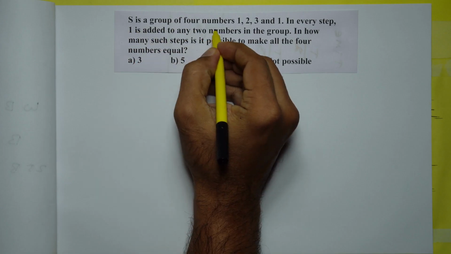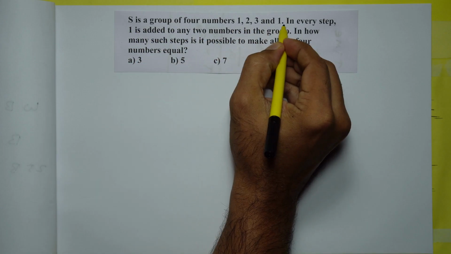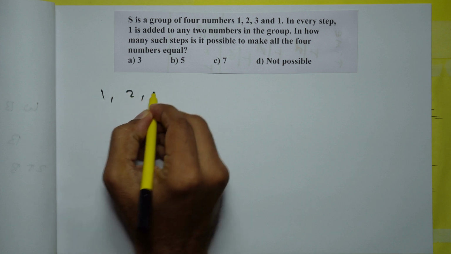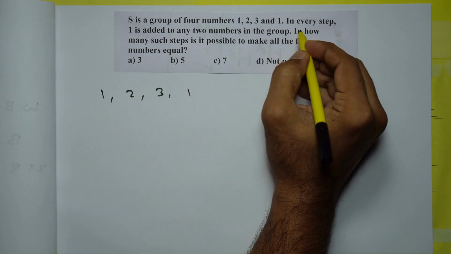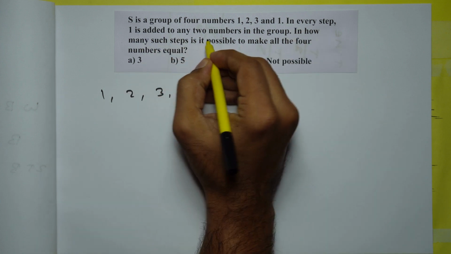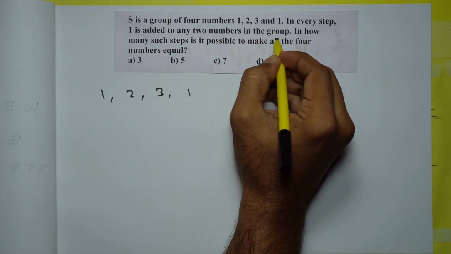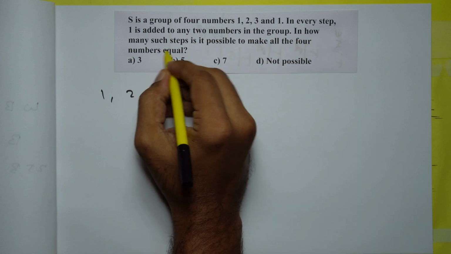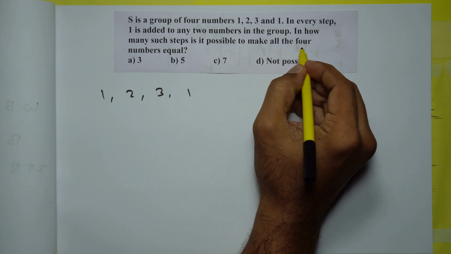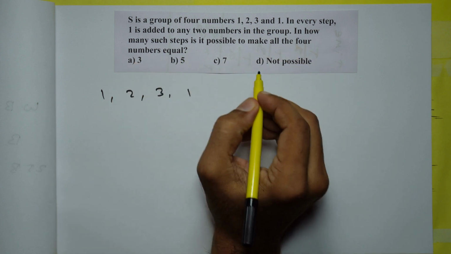S is a group of 4 numbers, 1, 2, 3 and 1. I'll just write it down here, 1, 2, 3 and 1. In every step, 1 is added to any two numbers in the group. In how many such steps is it possible to make all the 4 numbers equal?